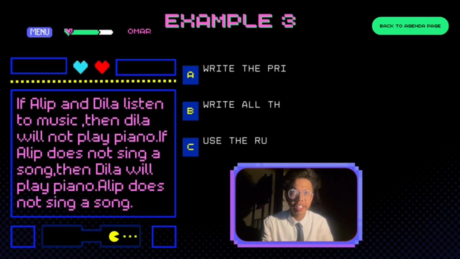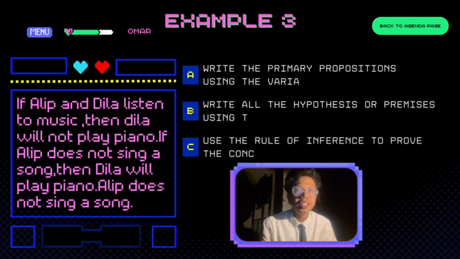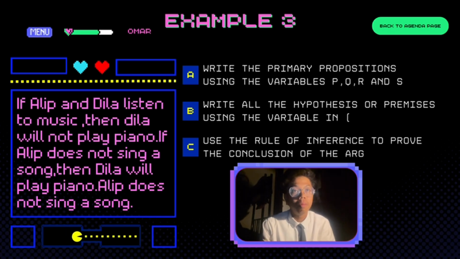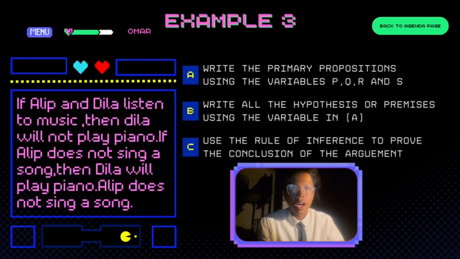So for example 3, the question is, if Alif and Dila listen to the music, then Dila will not play piano. If Alif does not sing a song, then Dila will play piano. Alif does not sing a song.